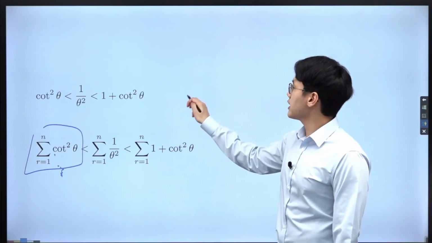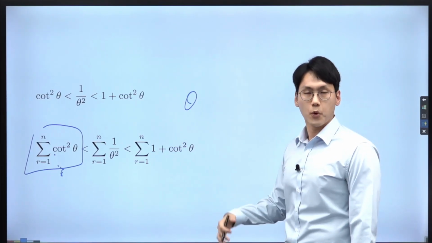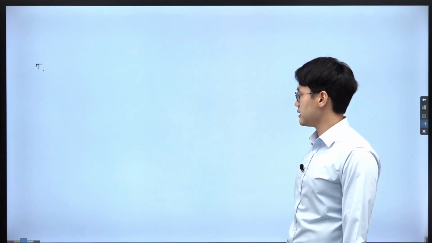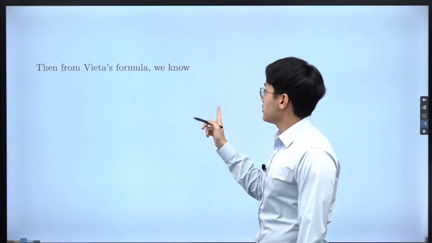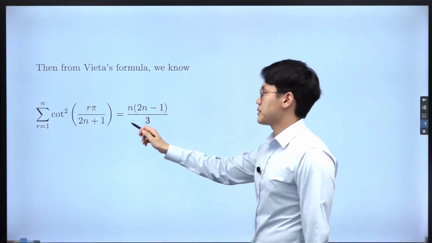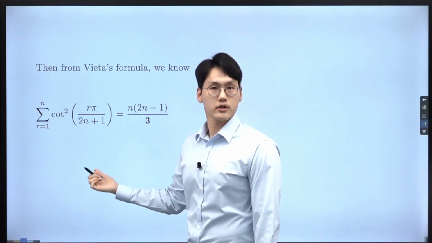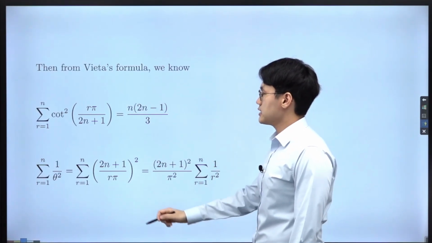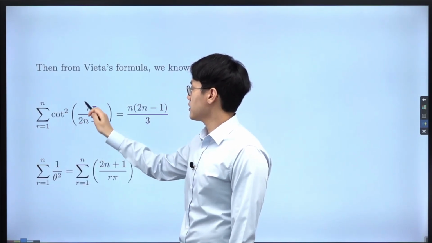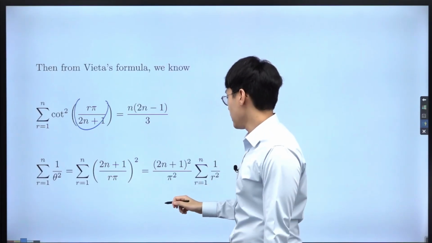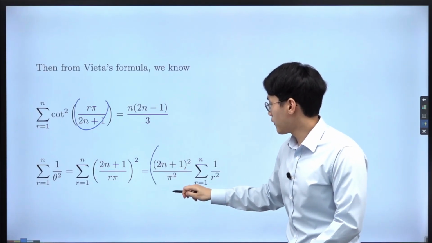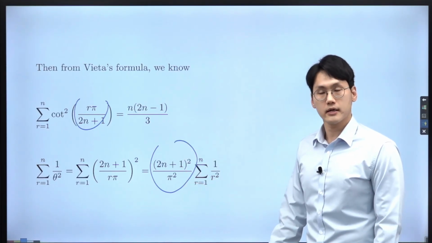Right? That's great. We already had a theta. It was something like r over 2n plus 1 times pi, something like that, right? I can do the same thing here. Why not? So from Vieta's formula, we already know the sum of the cotangent square with this particular theta was given as such. So let's try to apply this to our inequality right away. And sigma, so the theta here, if I put that in here, it becomes reciprocal. And then if I take out everything but the index r, we'll have that coefficient here. No problem, okay? That is great.